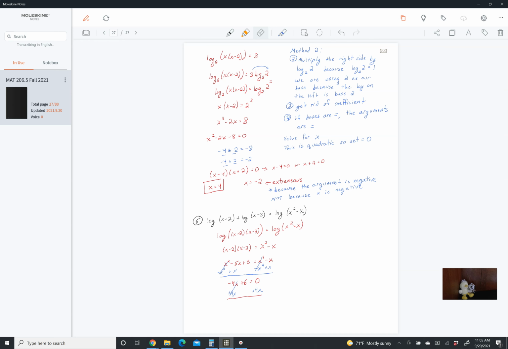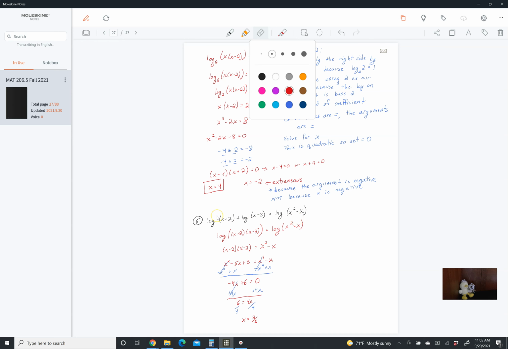So the 4x's cancel, and what we're left with is 6 is equal to 4x. Divide both sides by 4. When you divide both sides by 4, reduce your fraction. You get 3 halves. And then you need to check and make sure it's not extraneous. So you have to plug it into every one of these. You can't just plug it into one.